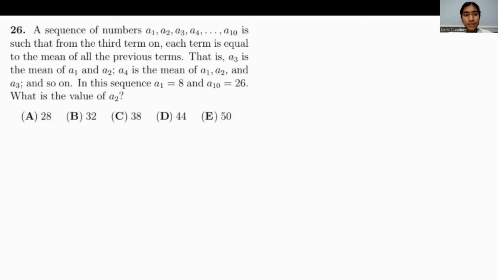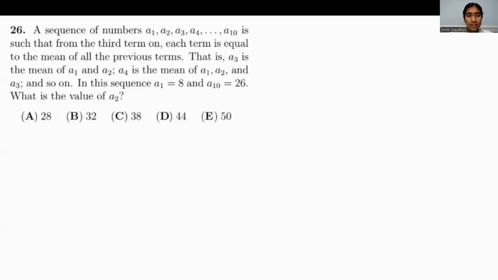Number 26. A sequence of numbers A1, A2, A3, A4, and so on till A10 is such that from the third term on, each term is equal to the mean of all the previous terms. That is, A3 is the mean of A1, A2, A4 is the mean of A1, A2, A3, and so on. In this sequence, A1 equals 8 and A10 equals 26. What is the value of A2?